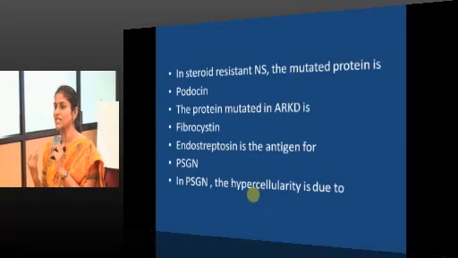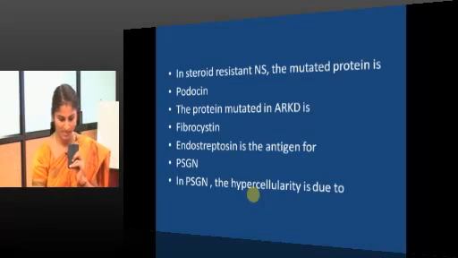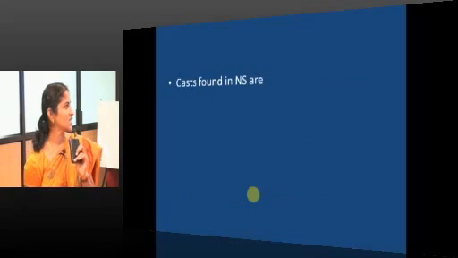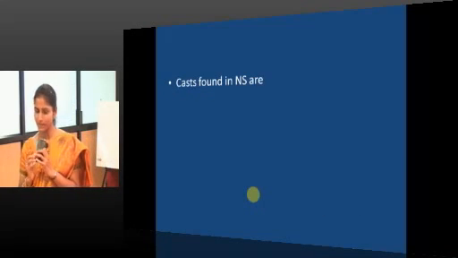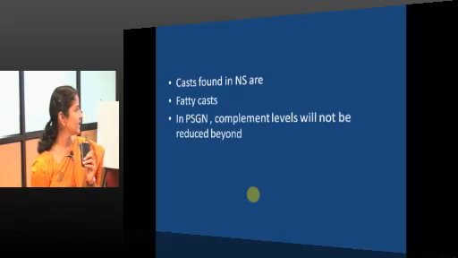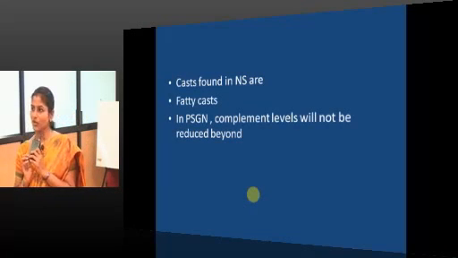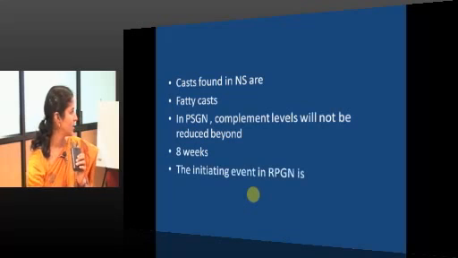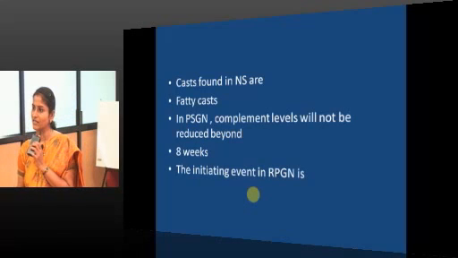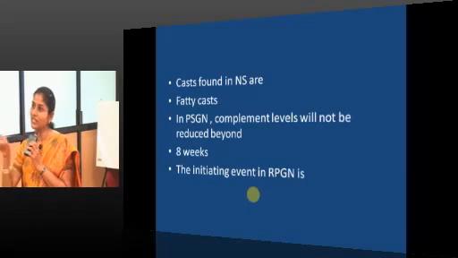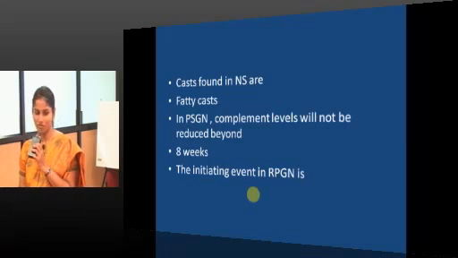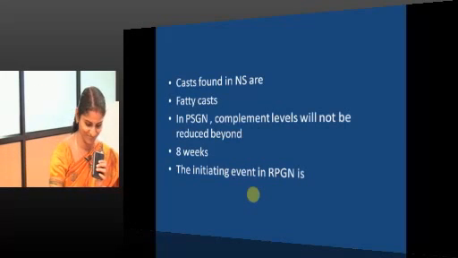endothelial cells, mesangial cells, WBCs, at times the epithelial cells. Casts found in nephrotic syndrome are lipid cast or fatty cast. In PSGN, you can expect the complement levels to be reduced only up to 6 to 8 weeks, not beyond that. Good. The initiating event in RPGN, the starting event. Initiating event: fibrin leaks because of GBM rupture. Super. Okay.